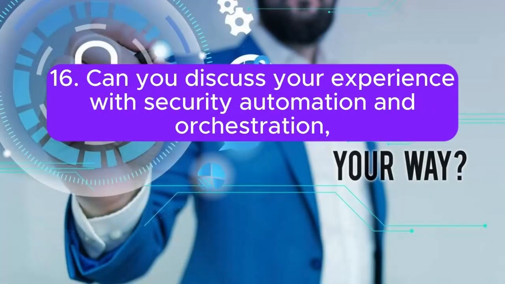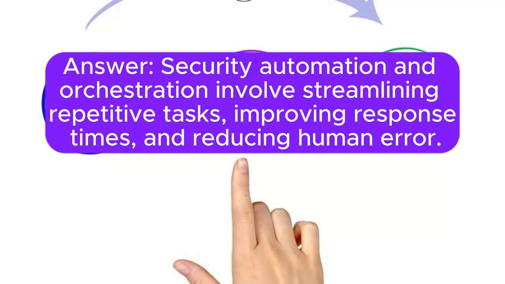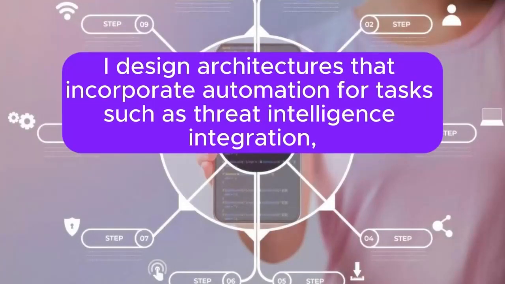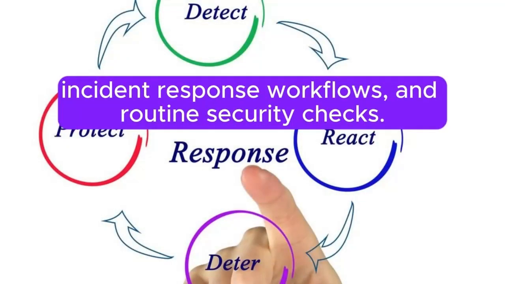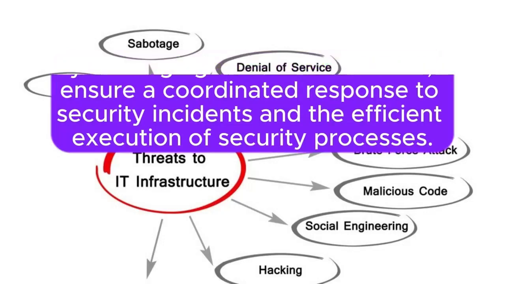16. Can you discuss your experience with security automation and orchestration? And how do you design architectures that leverage automation to enhance security operations? Answer: Security automation and orchestration involve streamlining repetitive tasks, improving response times, and reducing human error. I design architectures that incorporate automation for tasks such as threat intelligence integration, incident response workflows, and routine security checks. By leveraging orchestration tools, I ensure a coordinated response to security incidents and the efficient execution of security processes.